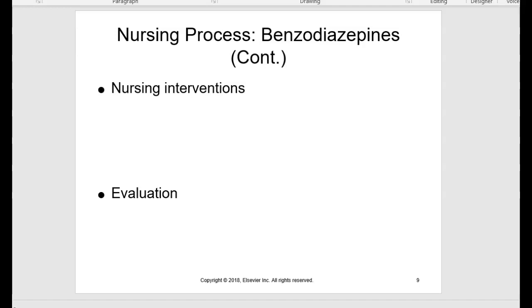Under side effects, advise the patient to report any adverse reactions such as cognitive changes or paradoxical reactions to their healthcare provider. Teach the patient that benzodiazepines should be gradually withdrawn, especially if they've been taken for several weeks. Abrupt cessation may result in withdrawal syndromes such as tremors and muscle twitching.